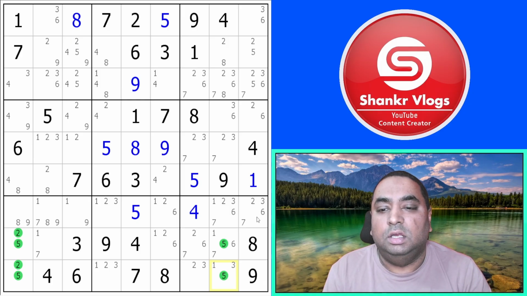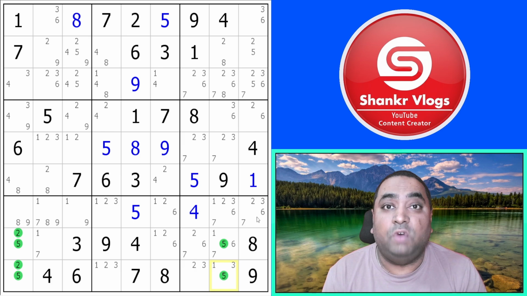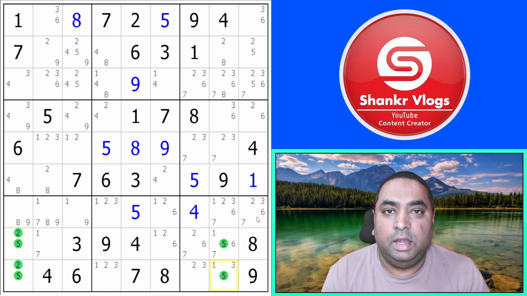So like this, the candidates can be removed using unique rectangle types 1 to 4. Today we have discussed types 1 to 4. In the same way, there are types 5 to 7 as well. We will discuss those in the coming days. So for today's session, this is sufficient.